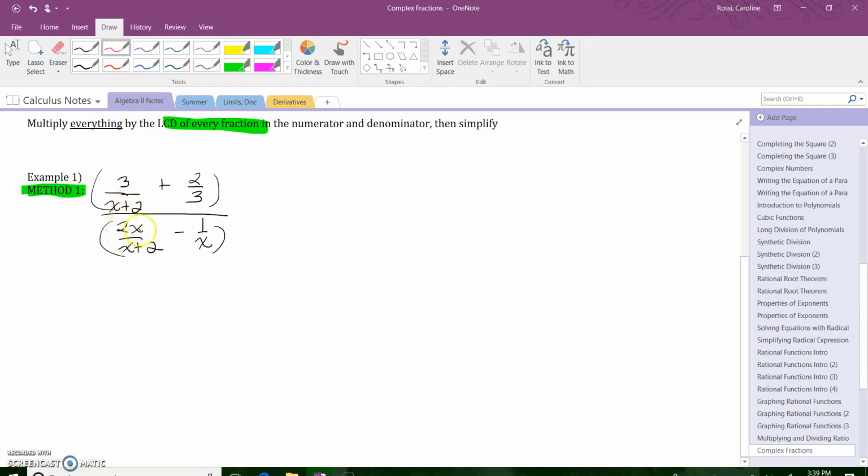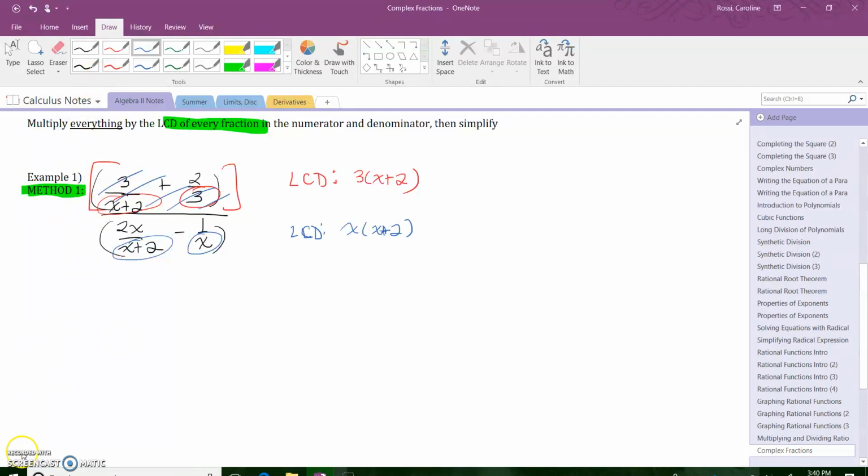And method 1 means that you completely ignore this denominator. So the denominator does not exist, and you're just looking at these two right here, and you're going to pick out the LCD of the numerator, those denominators. And since they share nothing in common, the LCD is just the product of their two denominators. Pretend that the numerator doesn't exist, and you're going to write down the LCD of the two fractions in your denominator. So those two denominators share nothing in common, so their LCD is the product of their two denominators.